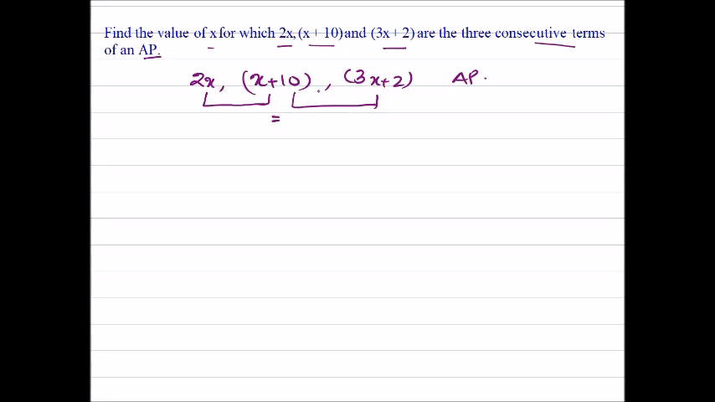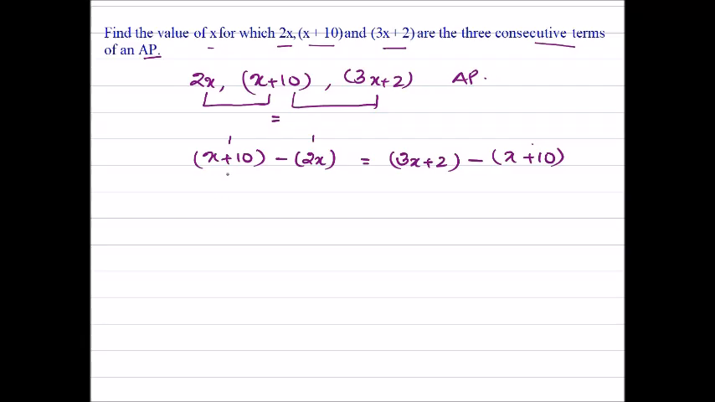Therefore, we can set the difference between the second and first terms equal to the difference between the third and second terms. We can write it like this: x plus 10 minus 2x, this is the second term minus the first term, is equal to 3x plus 2, the third term, minus x plus 10, the second term. These are equal. That is the common difference of the AP.